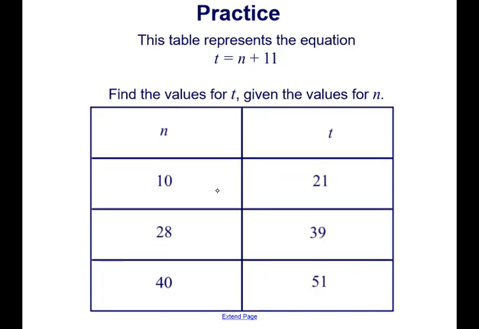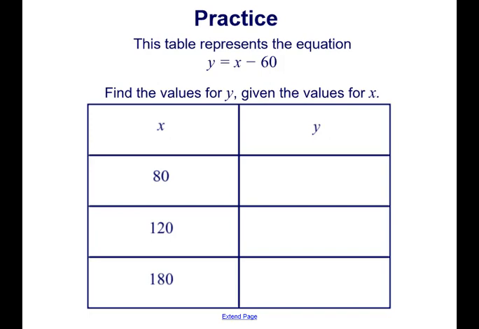So if the input is 10, we're going to have an output of 21. 28 plus 11 is 39. 40 plus 11 is 51. So this table is representing the equation t equals n plus 11.